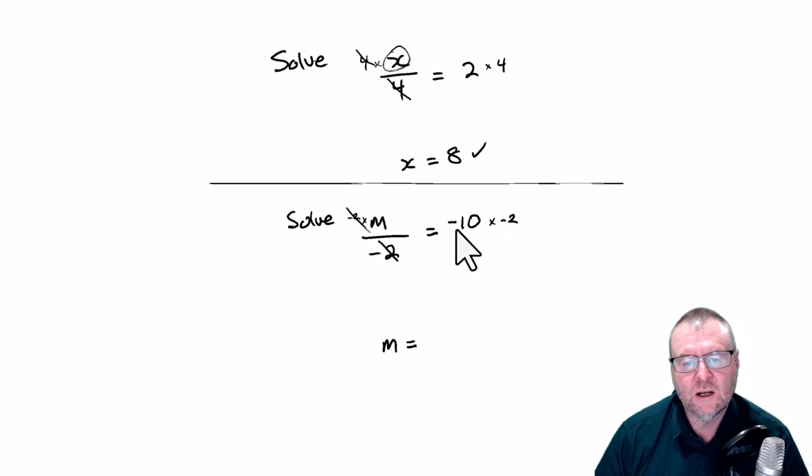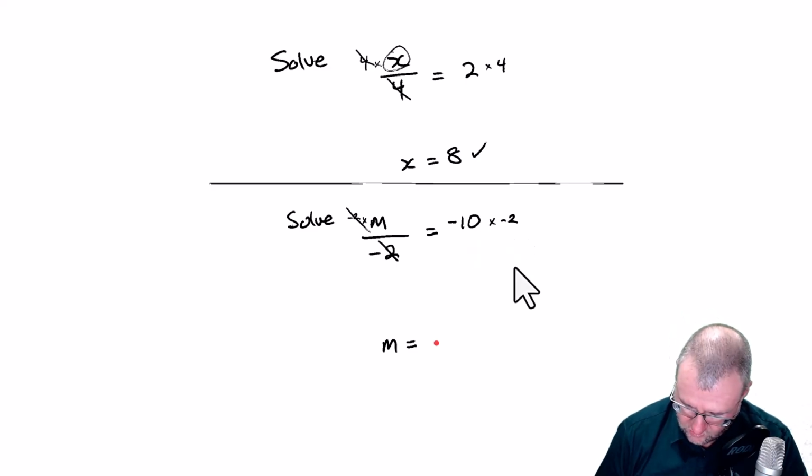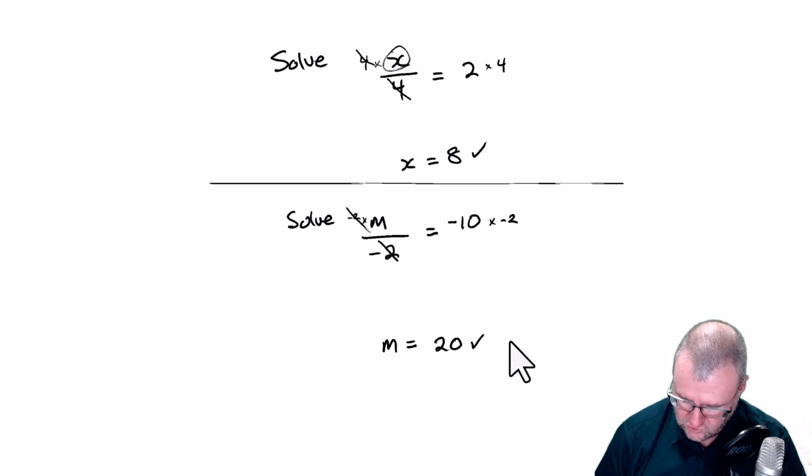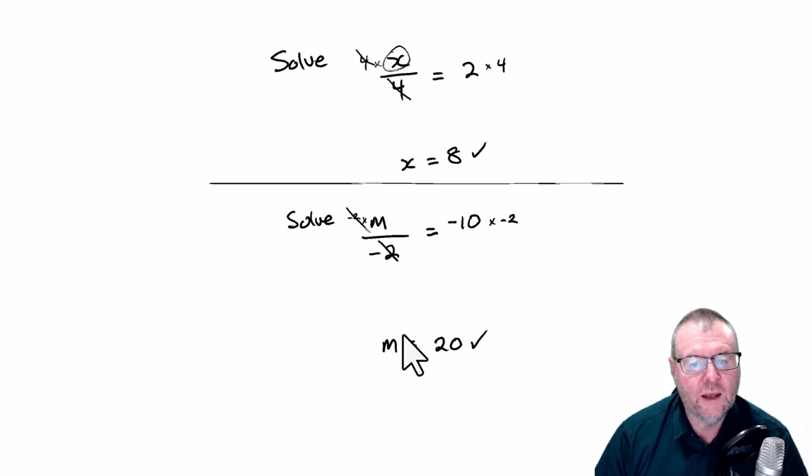And on the right hand side, I've got a negative 10 times a negative 2, which I know works out to be a positive 20. And if you're not sure, you can do that in your calculator. 2 negatives make a positive. 10 times 2 is 20. So my solution is m equals 20. And once again, I did them in one step. So we say they are one-step equations.